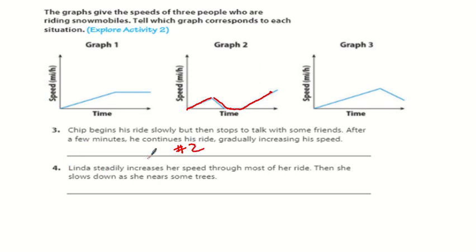Linda steadily increases her speed through most of her ride. Then she slows down as she nears some trees. So this is when we're steadily increasing and then we just go the same speed. This one is when we're steadily increasing and then we start slowing down, because this represents how fast we're going. So this one, the speed is decreasing. That's why it's going to be number three.